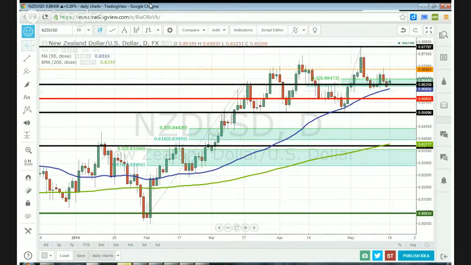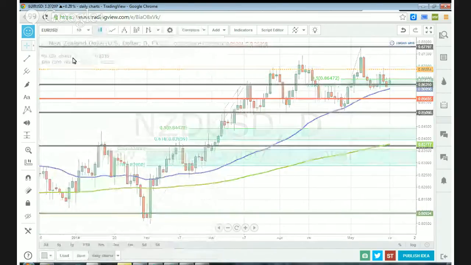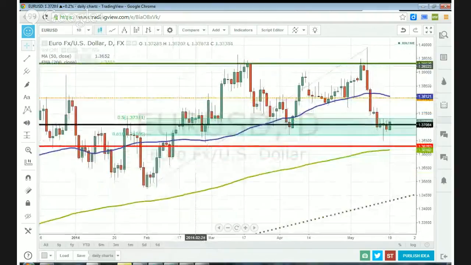Euro dollar is the other one I have. I just mentioned this. So I do have too much short dollar exposure here. But so far it's working out. I got long at this black line based mainly on this hammer on support. And I really love to see a long wick pattern off support.